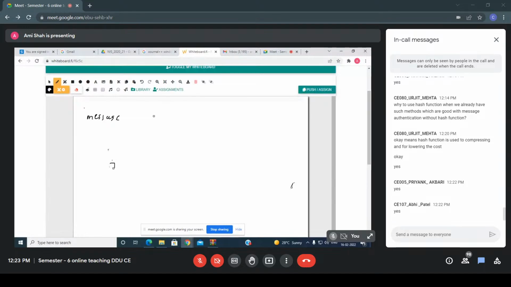Bob gets the original message along with the encrypted value. Bob has the key, so Bob decrypts it and gets the hash code. Again the same hash function is applied on the original message, and Bob gets a hash code. Now both hash codes are compared, and then you can say that the authentication is done.